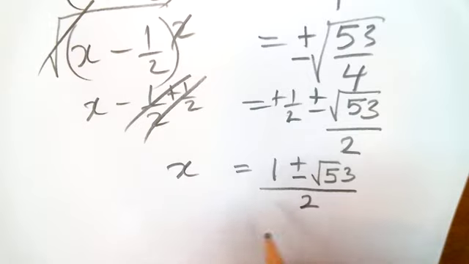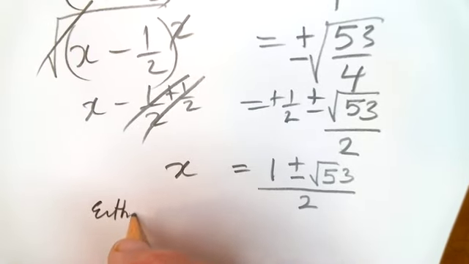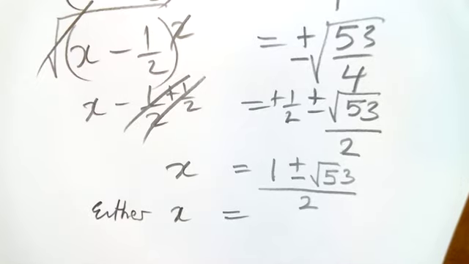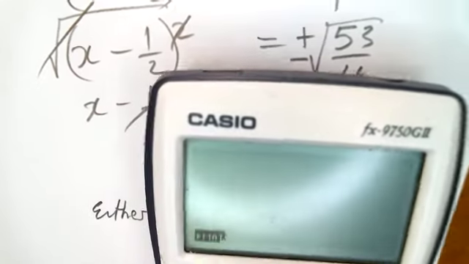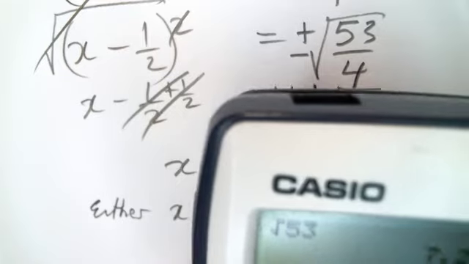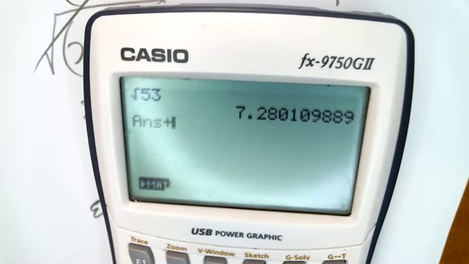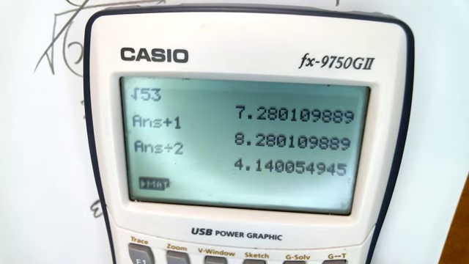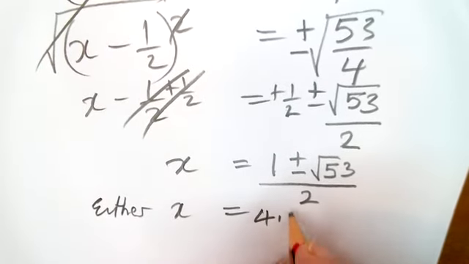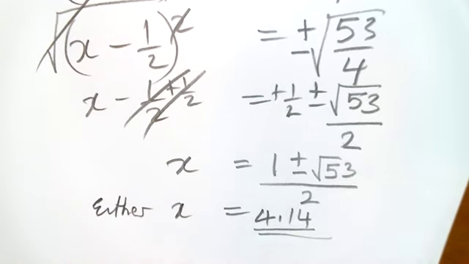So this means that either x is equal to, and I'm going to do this in 2 lots here. So I've got root 53 on 2. Let's have a look. Square root of 53. Okay, there it is. I'm going to add 1 to that. So I'm going to go plus 1, divide it by 2, and there's my first answer, 4.14. Let's have a look at that. Yeah, that looks pretty good. So 4.14 is my first answer.